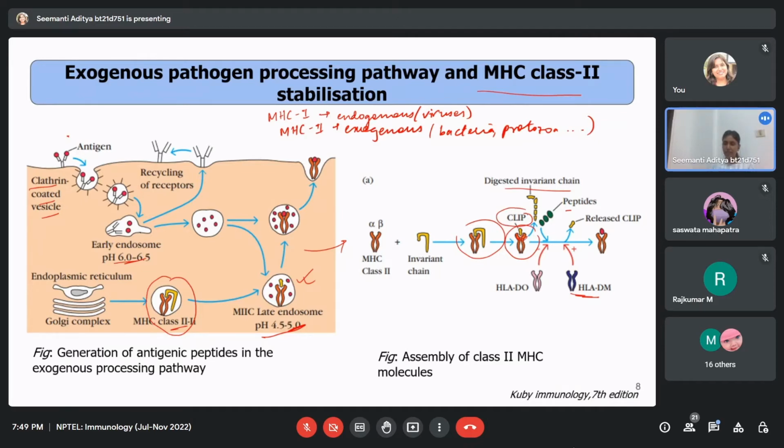As soon as CLIP goes away, there are several peptide fragments, so one of the peptide fragments will bind over here, and this will result in the recognition of the antigen by MHC class 2, and finally MHC class 2 will be expressed on the surface. HLA-DM and HLA-DO are two proteins which help in the positive and negative regulation of MHC class 2 binding with CLIP, and their activity is very essential for peptide binding to MHC class 2.